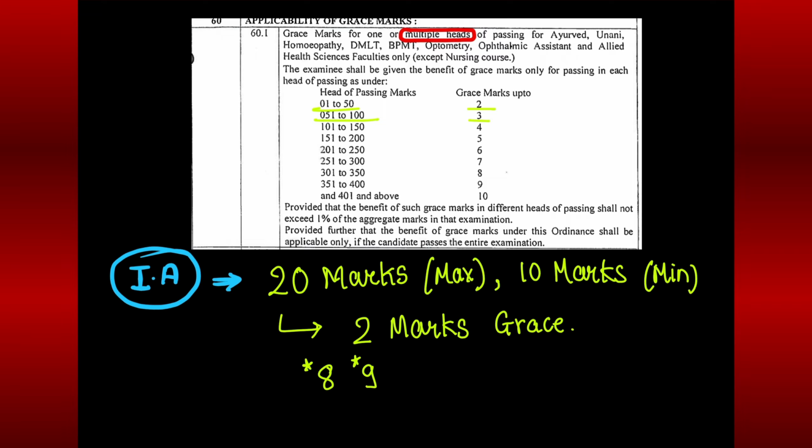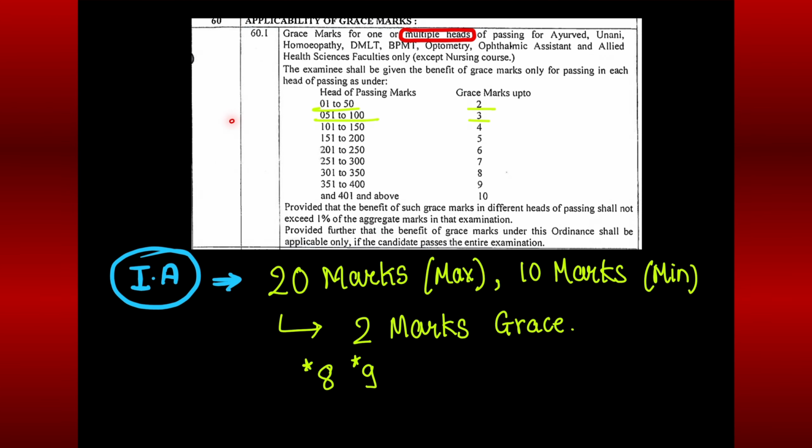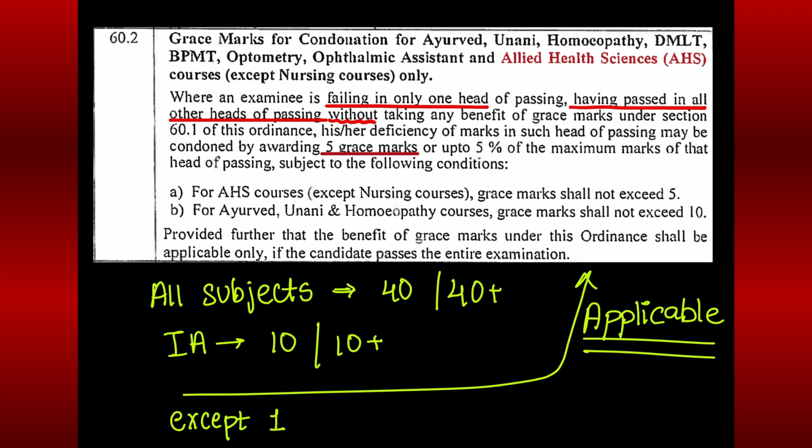So this was the 60.1 ordinance rule. Now let us move on to the 60.2 ordinance rule. The 60.2 ordinance rule says that for allied health sciences, which means BPT, where an examinee is failing in only one head, that means only one subject of passing, having passed in all other heads of passing without taking the help of grace marks under this section, which is 60.1, he or she can be awarded 5 grace marks or up to 5%. So 5% is not applicable for BPT, it is 5 grace marks in one subject.